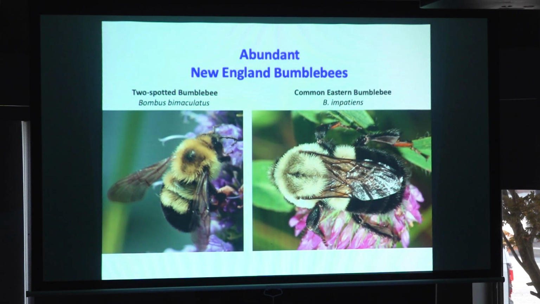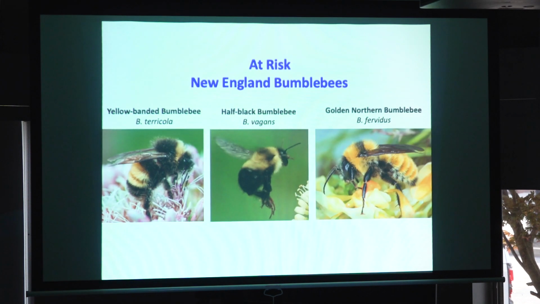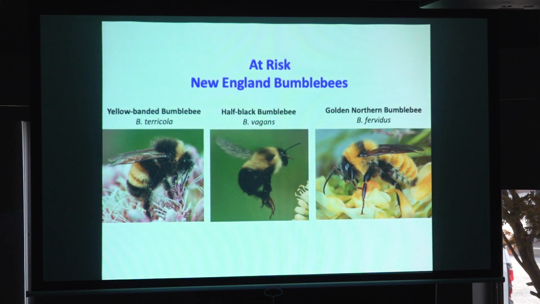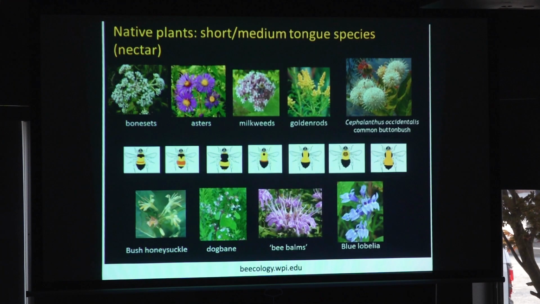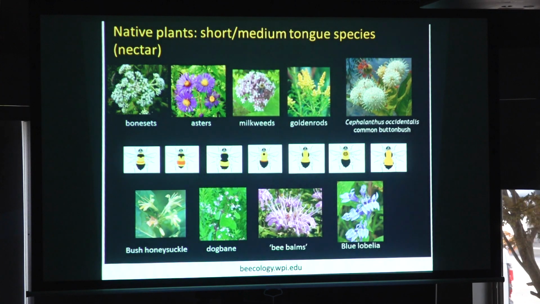So here are the abundant ones, the two-spotted and the common eastern. But here are the ones that are at risk, the yellow-banded, the half-black, the golden northern. Those are the ones we really need to help. And here's what Rob Jagir is asking us to plant. For the short and medium tongue species, how about the bonesets, asters, milkweeds, goldenrods?